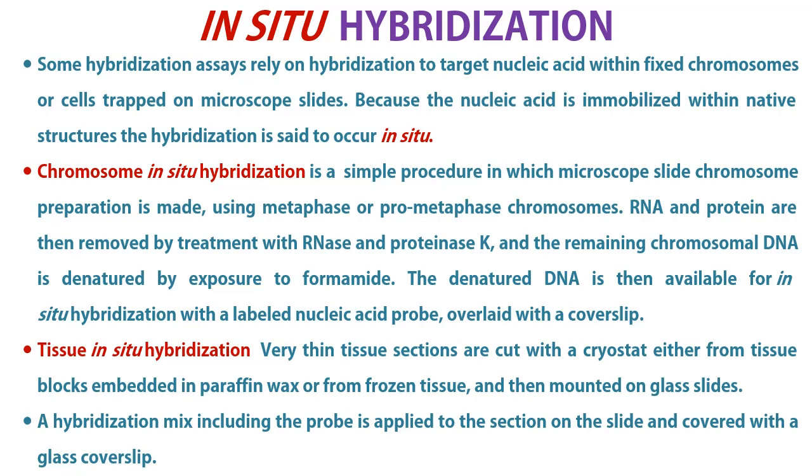Tissue in situ hybridization. Very thin tissue sections are cut with a cryostat, either from tissue blocks embedded in paraffin wax or from frozen tissue, and then mounted on glass slides. A hybridization mix including the probe is applied to the section on the slide and covered with a glass cover slip.